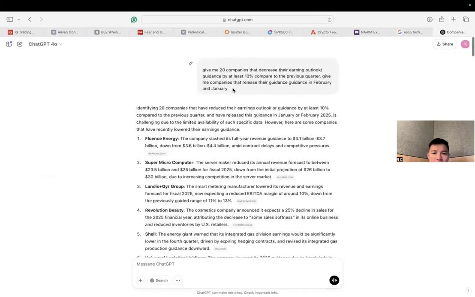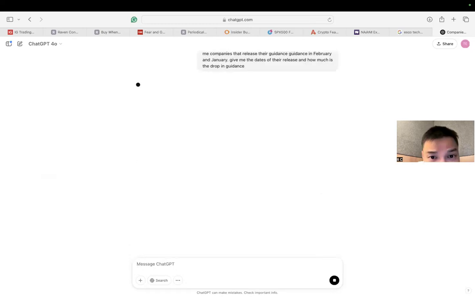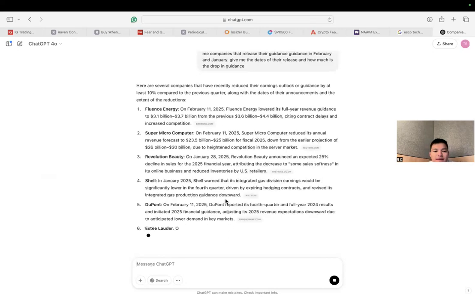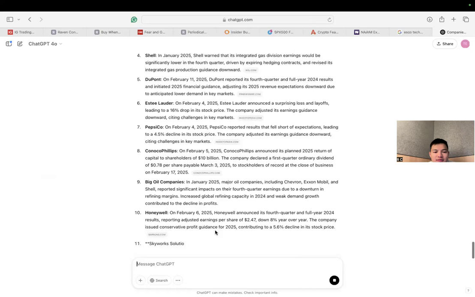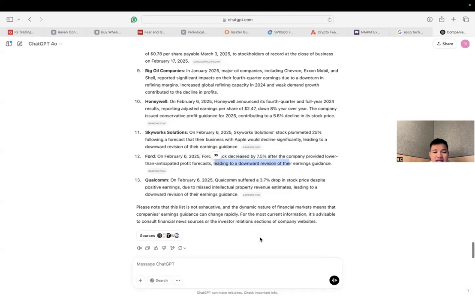We're going to type it again one more time. Give me the dates of their release and how much is the drop in guidance. The same company, crazy. Ford is new, but leading downward doesn't mean anything. Qualcomm downward doesn't mean anything.